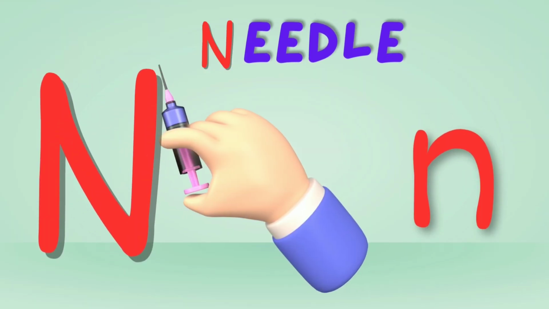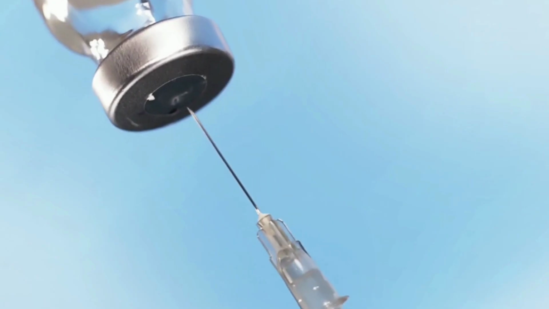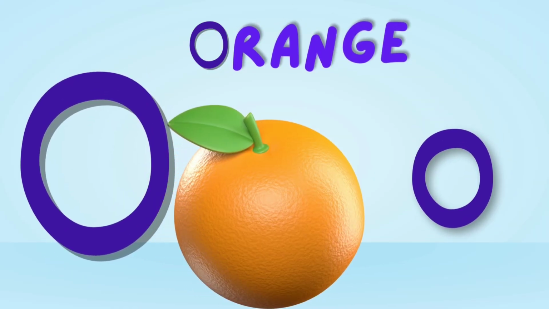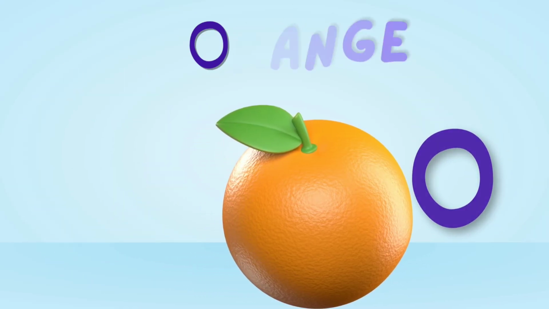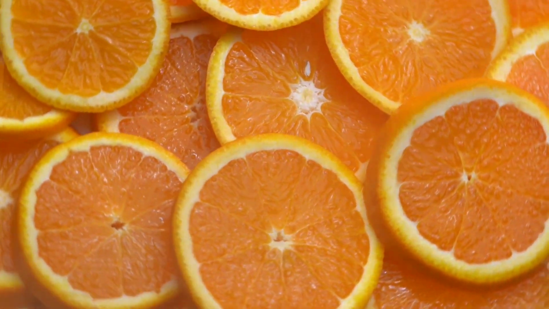N is for needle. This is the needle. O is for orange. This is an orange.